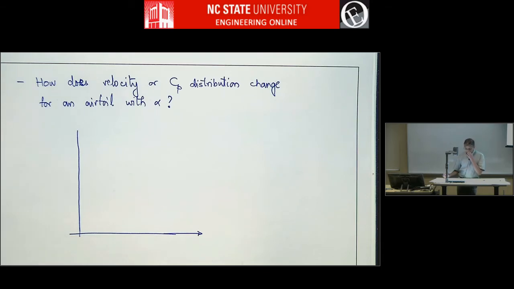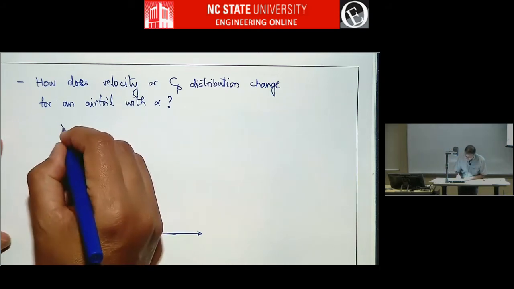So we saw this earlier, right? Velocity and CP distributions look very similar as long as you plot the CP upside down with negative going up. Generally the shapes are somewhat similar. The exact shape will be different, but the trends will all be very similar. So we can talk about velocity distribution and how that changes with angle of attack, and that same trend carries over to CP distribution too.